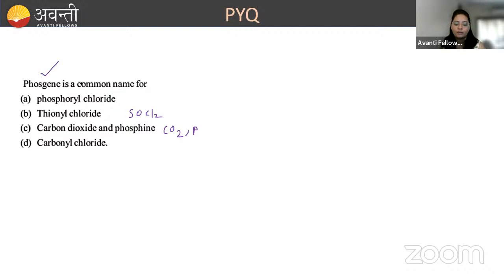phosgene कौन सा होगा हमारा? Which will be the phosgene here? Carbonyl chloride, phosphoryl chloride, thionyl chloride. Phosphine is what? PH3 is what? Phosphine, right? तो ये भी नहीं है, ये भी नहीं है. कार्बोनिल क्लोराइड कौन सा होता है? यस, और फॉस्फोरिल क्लोराइड. फॉस्फोरिल क्लोराइड phosgene नहीं होता है, और कार्बोनिल क्लोराइड क्या होता है हमारा? COCl2, and which is known as what? Phosgene.